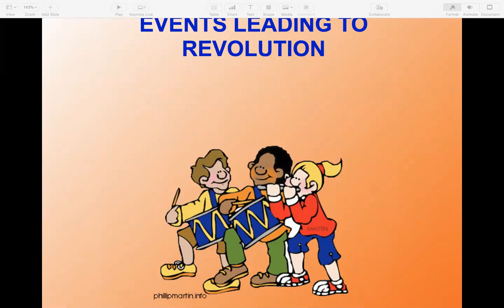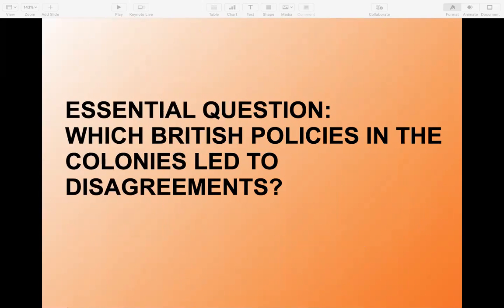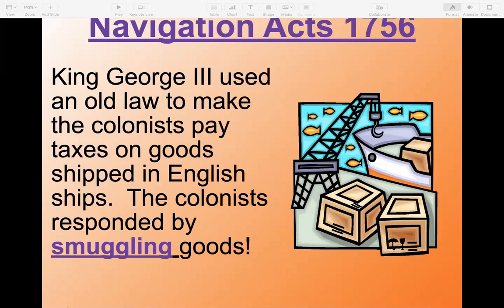So now we're going to take a look at the events that led to the revolution. And here's our essential question: Which British policies in the colonies led to disagreements? Navigation Acts of 1756. King George III used an old law to make the colonists pay taxes on goods shipped in English ships. The colonists responded by smuggling goods.